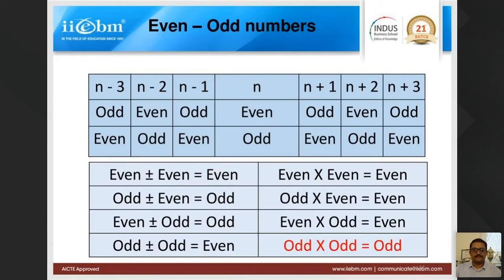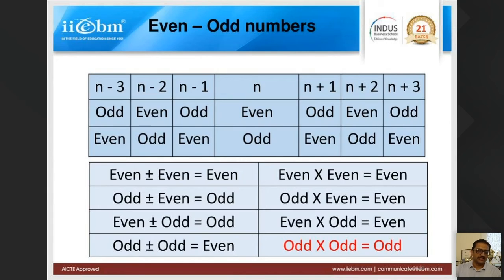If we add an even number to an odd number, then it will give me an odd number. And if we subtract an even number from an odd number, then also it will give me an odd number. 5 plus 2 gives me 7, which is odd. 5 minus 2 gives me 3, which is also an odd number. Same way, even plus or minus odd gives me odd. 2 plus 3 gives me 5. 2 minus 3 gives me minus 1, which is odd.